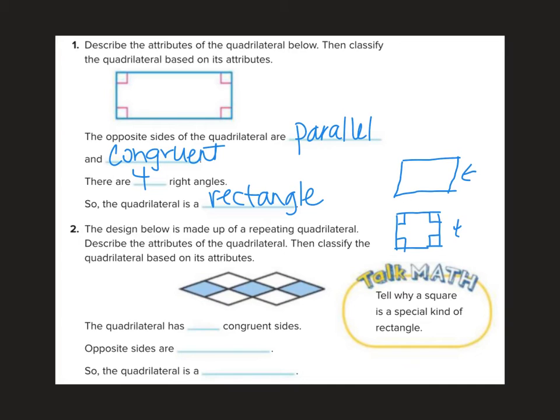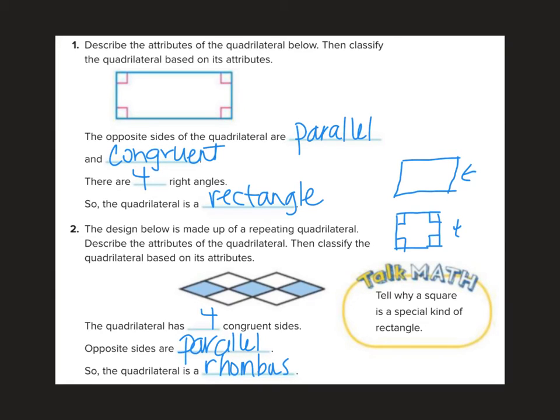The design below is made up of repeating quadrilaterals. Describe the attributes of the quadrilateral, then classify the quadrilateral based on its attributes. Okay, the quadrilateral has 4 congruent sides. Okay, opposite sides are parallel and congruent, so the quadrilateral is a rhombus.